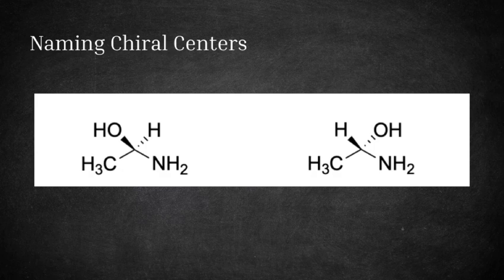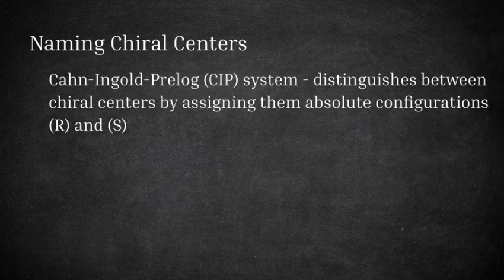Here's the problem. If you need the specific enantiomer shown on the left for a reaction, simply naming the molecule 1-amino ethanol using IUPAC nomenclature doesn't indicate which enantiomer you're referring to. The Cahn-Ingold-Prelog (CIP) system allows us to distinguish between chiral centers by assigning them absolute configurations, designated as R and S. Here is how we use the CIP priority rules.